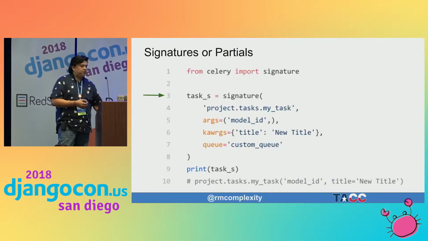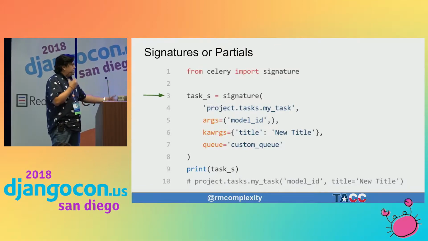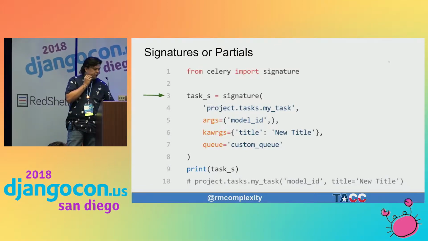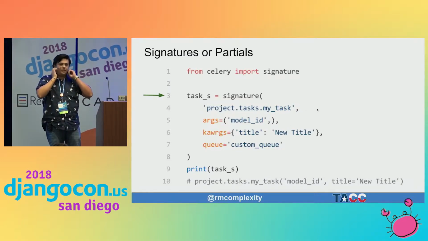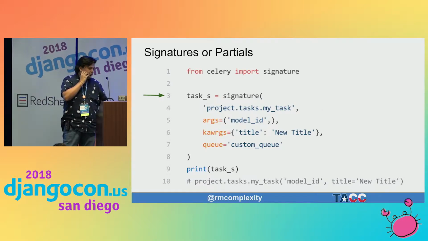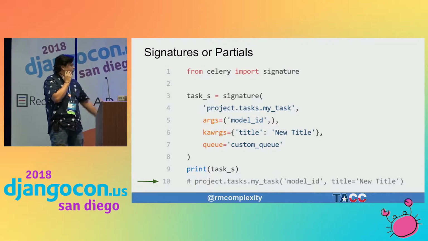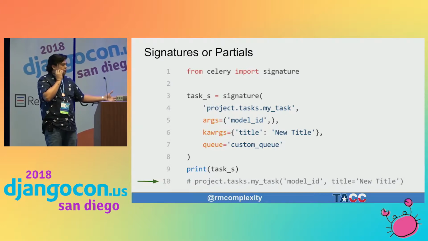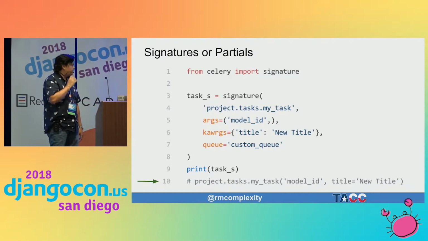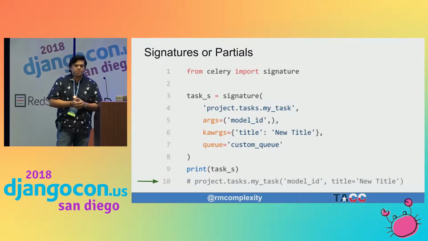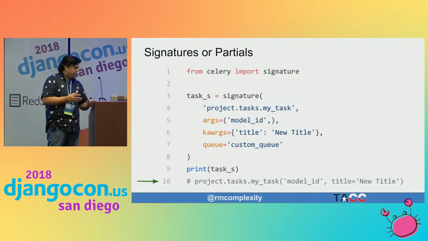The way they work is that if we have a task, for instance, projects.tasks.mytask, we can create a signature from this task. And this signature is basically a representation of what we have here at the end of the slide, which is just a way to execute that function itself, projects.tasks.mytask, with some specific arguments. It could be normal parameters or also keyword parameters.